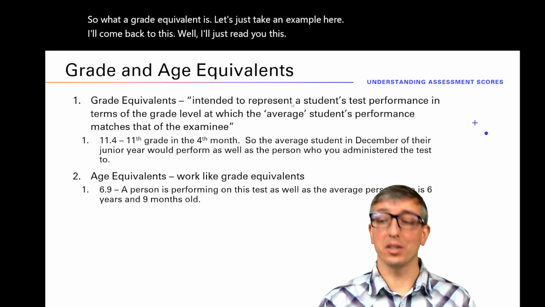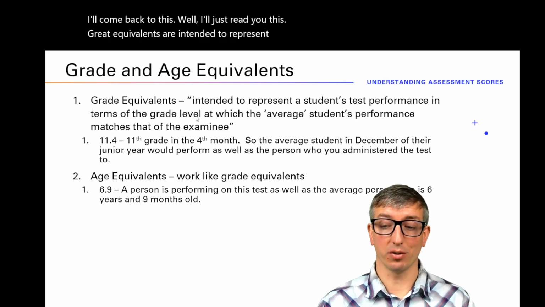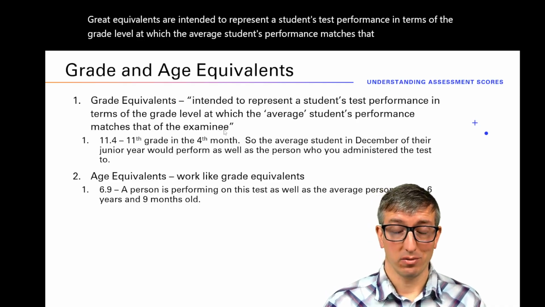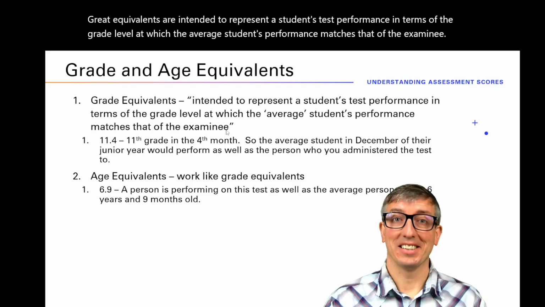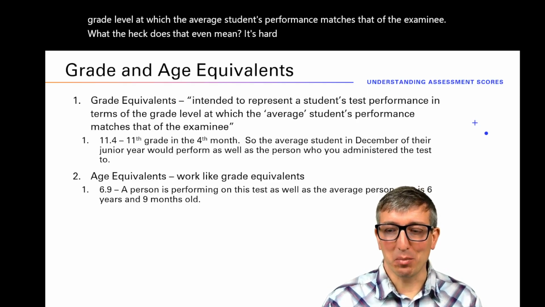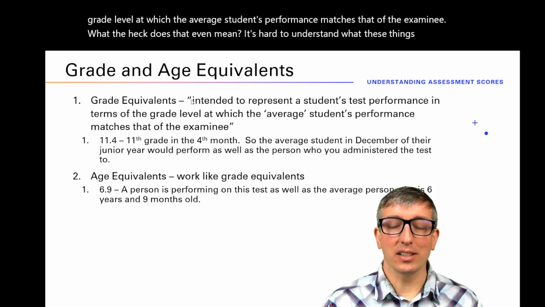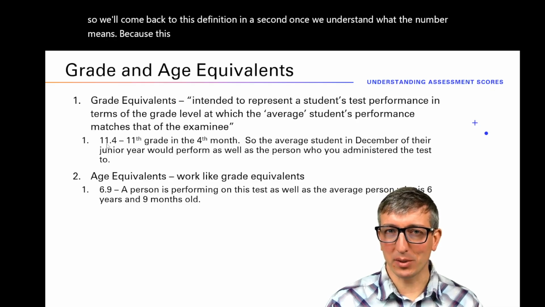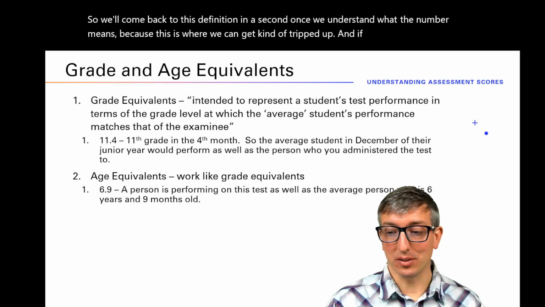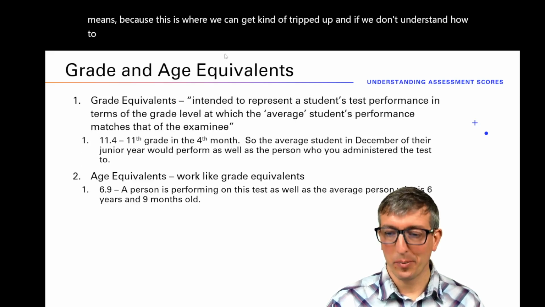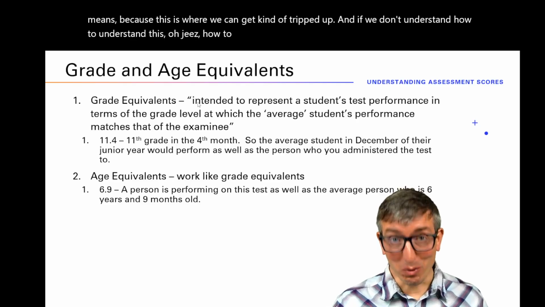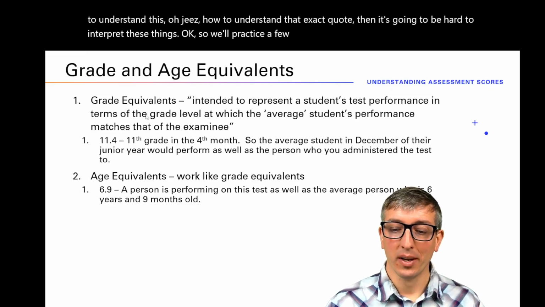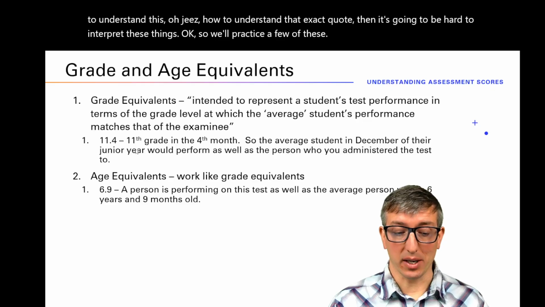Grade equivalents are intended to represent a student's test performance in terms of the grade level at which the average student's performance matches that of the examinee. What the heck does that even mean? It's hard to understand what these things actually mean, so we'll come back to this definition in a second once we understand what the number means, because this is where we can get kind of tripped up, and if we don't understand how to understand that exact quote, then it's going to be hard to interpret these things. Okay, so we'll practice a few of these. Mostly we'll practice them in class. I'm not going to practice them today.